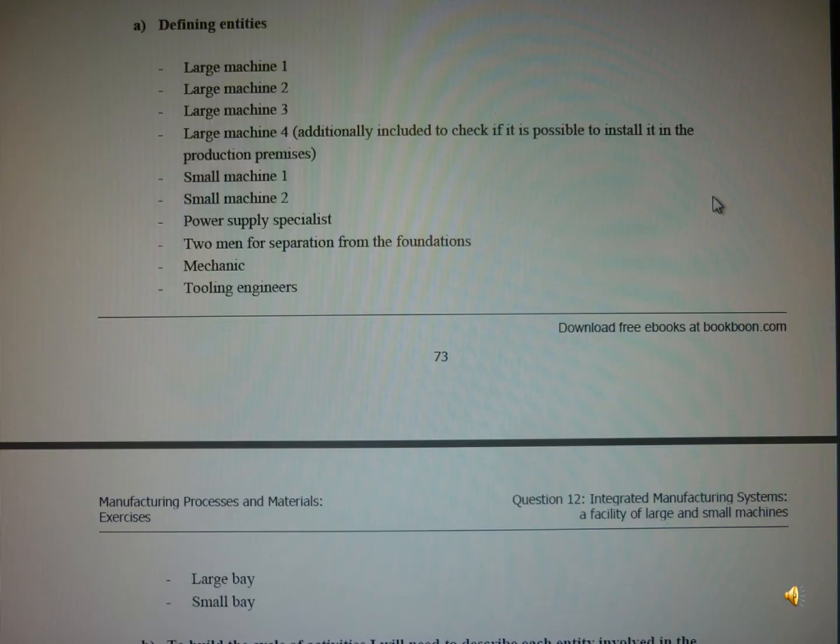Those are the kinds of machines. How many large machines and small machines will be used, and the power supply specialist, 2 men for the separation from the foundation, and the mainframe tooling engineer. Those are the machine and the manpower requirements to make the services.